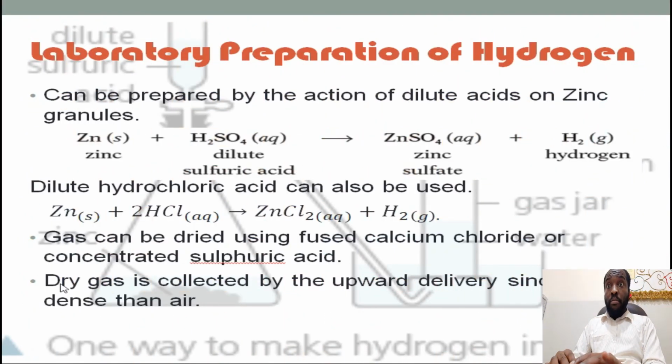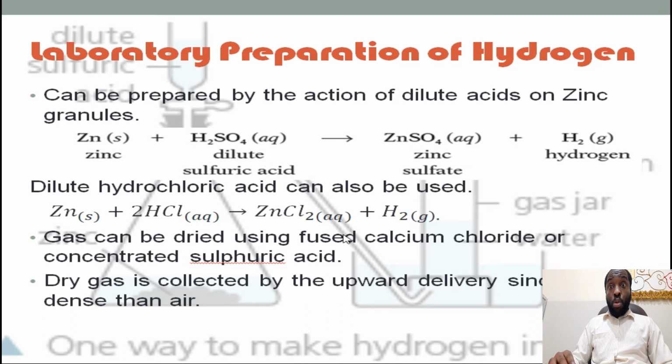Looking again at the laboratory preparation of hydrogen manually, like we said, your zinc reacts with dilute sulfuric acid to give you your zinc sulfate and your hydrogen. You can as well use dilute hydrochloric acid, where we are going to obtain zinc chloride and hydrogen. Now, if we want the gas dry, we need to pass it through calcium chloride or concentrated sulfuric acid. And after drying the gas, it is collected by the upward delivery since it is light. It's lighter than air.